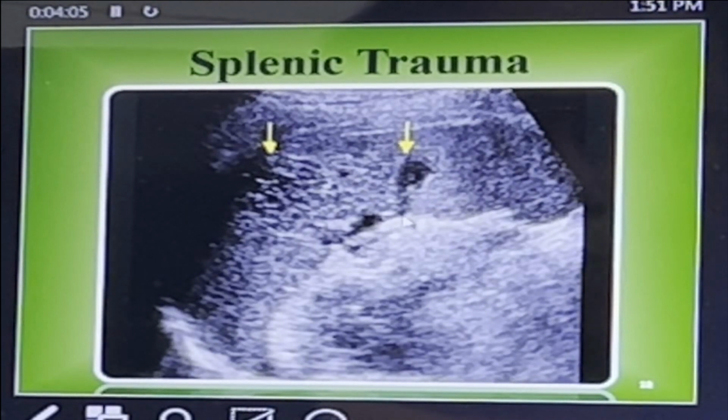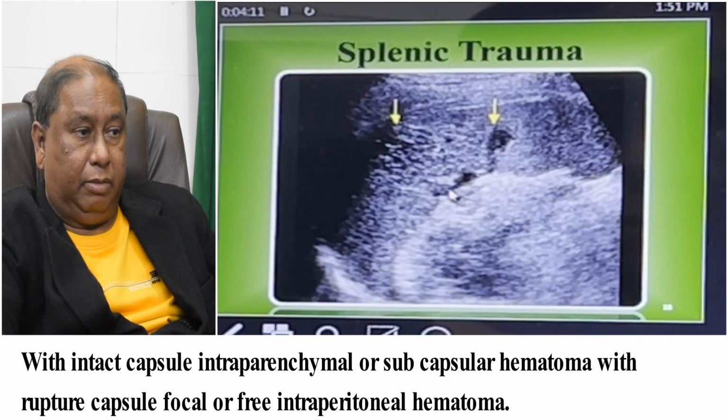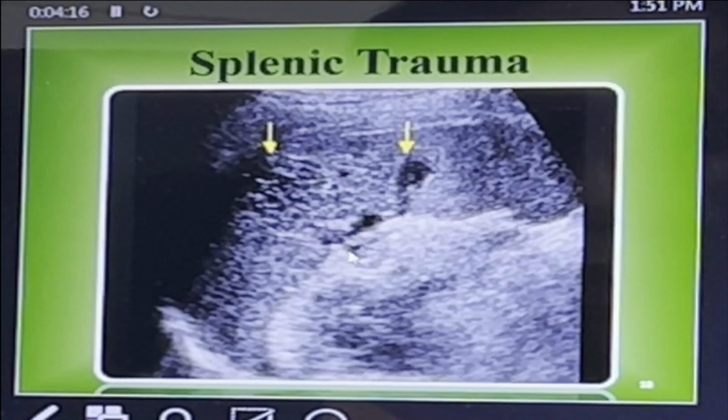This is subcapsular hematoma. When the capsule is ruptured, there will be subcapsular hematoma like this, and there may be free intraperitoneal hematoma. Here it came out. The blood came out outside.